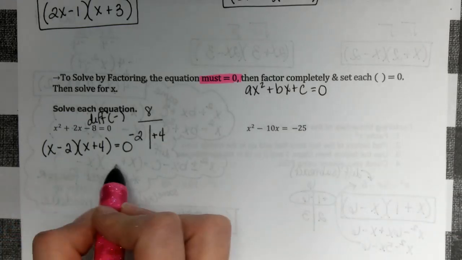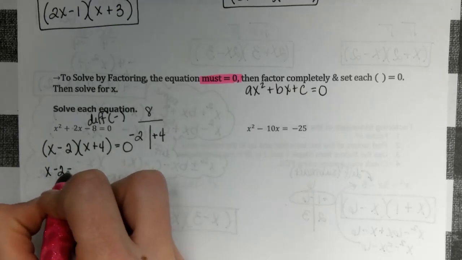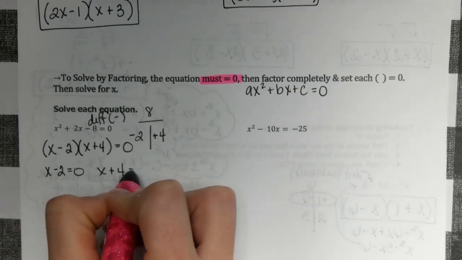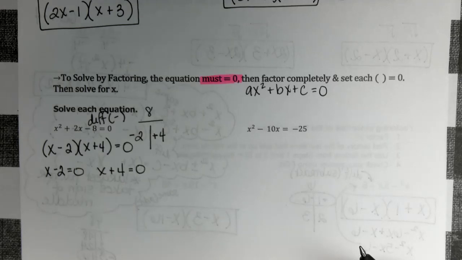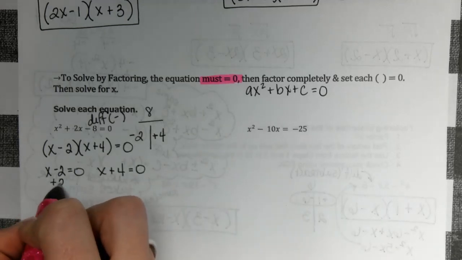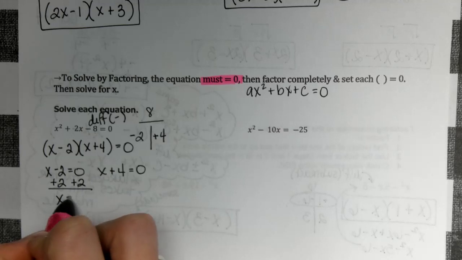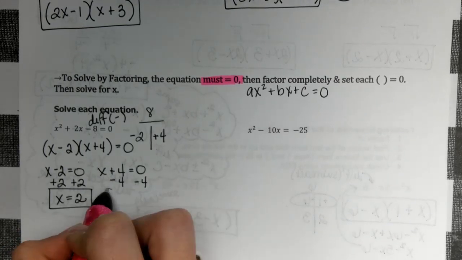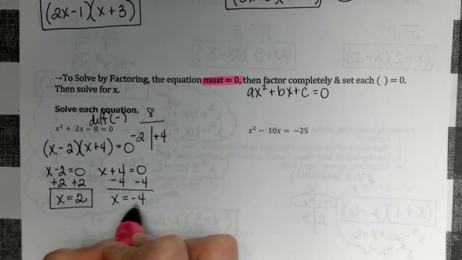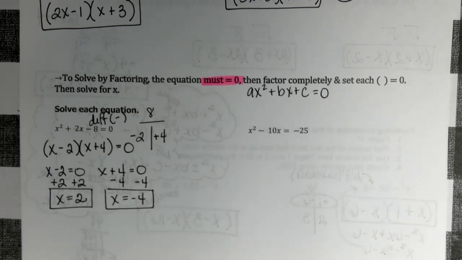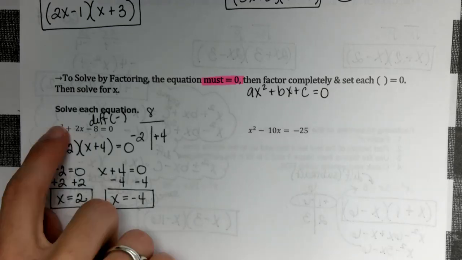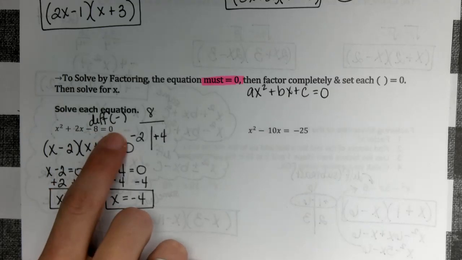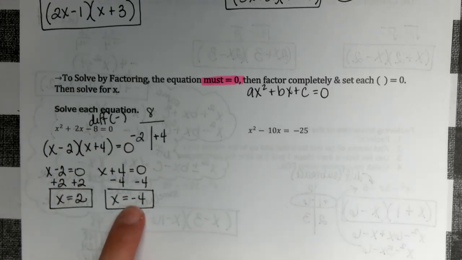Okay, then you just separate x minus 2 equals 0 and x plus 4 equals 0. Add my 2, x equals 2. Subtract your 4, x equals negative 4. So if you wanted to check it, you could store this 2 for x, type in the left side of your equation, make sure it gives you 0. Store the negative 4 for x, type it in, make sure it gives you 0. Okay?